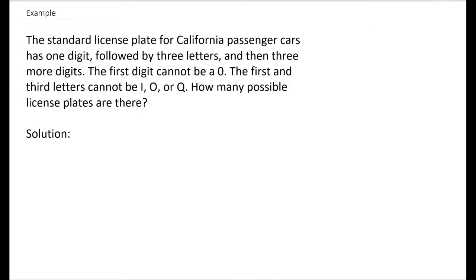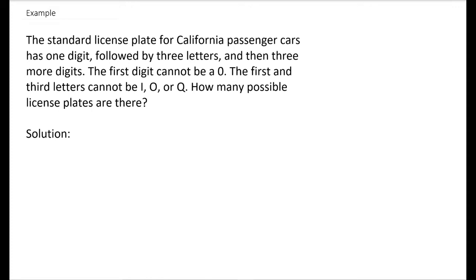The standard license plate for California passenger cars has one digit, so in other words, a number, followed by 3 letters, and then 3 more digits. The first digit cannot be a 0. The first and third letters cannot be I, O, or Q. How many possible license plates are there?